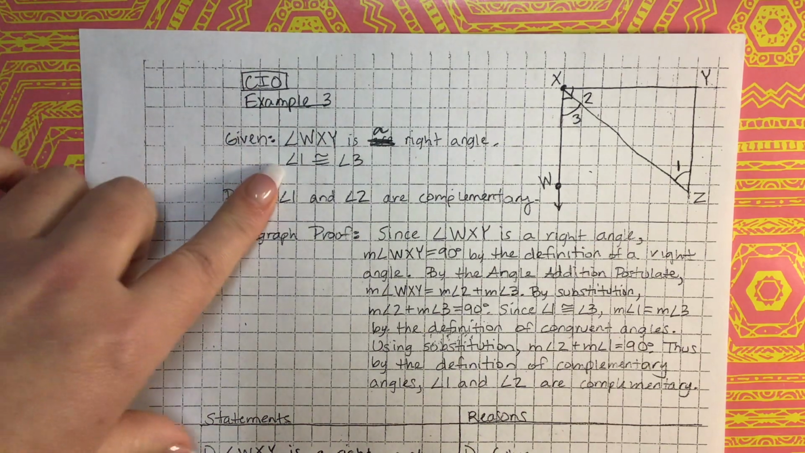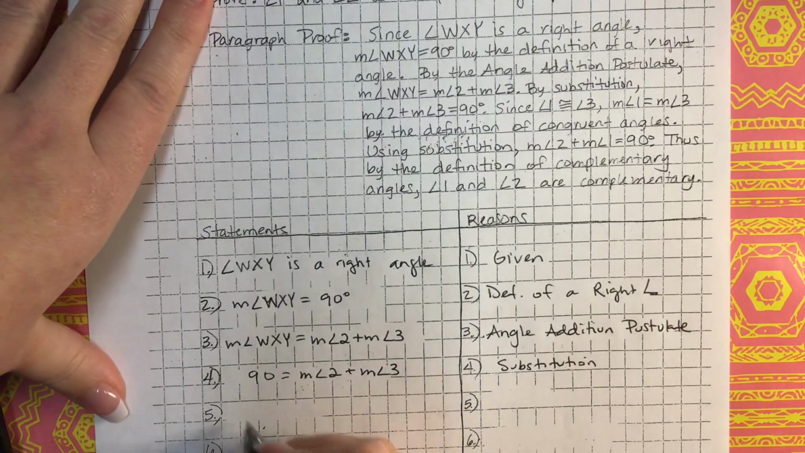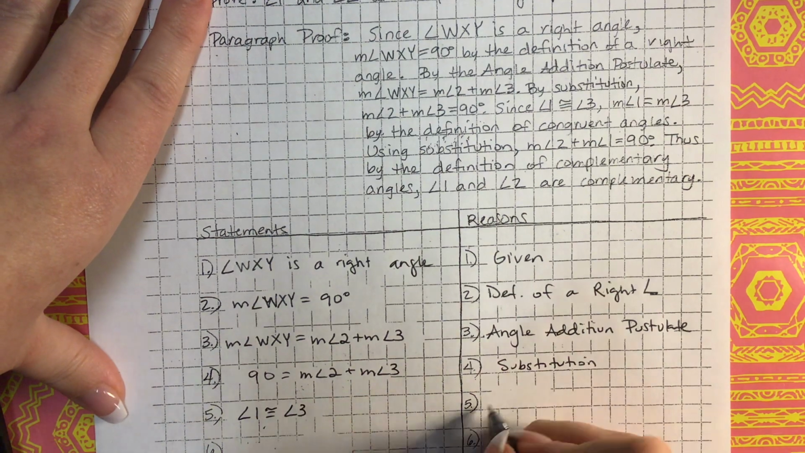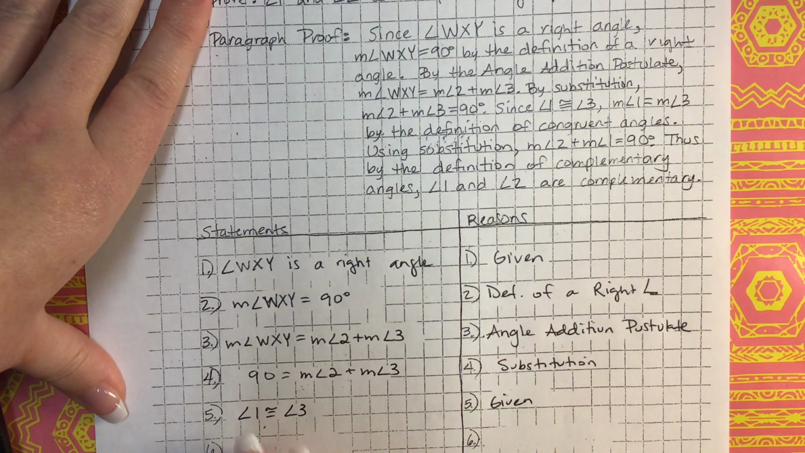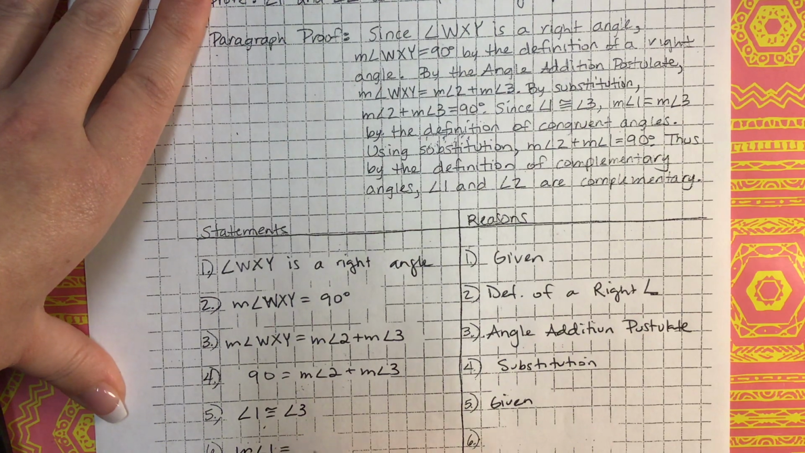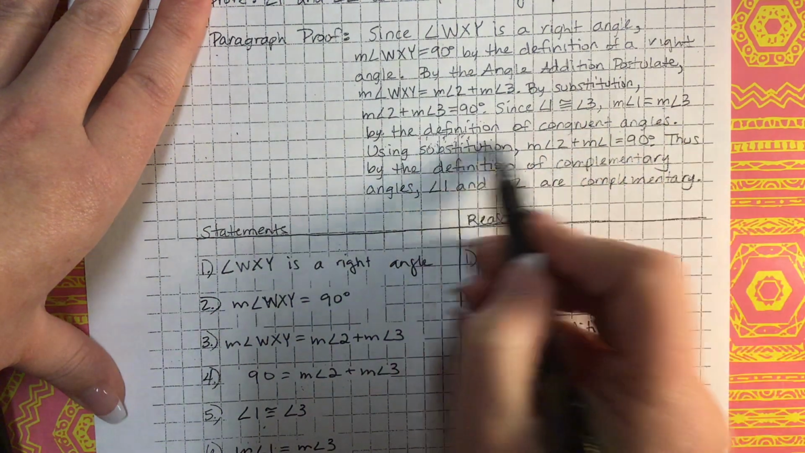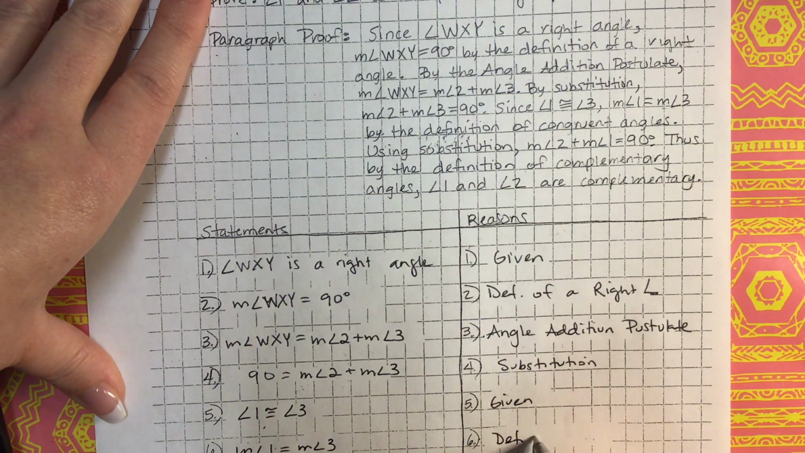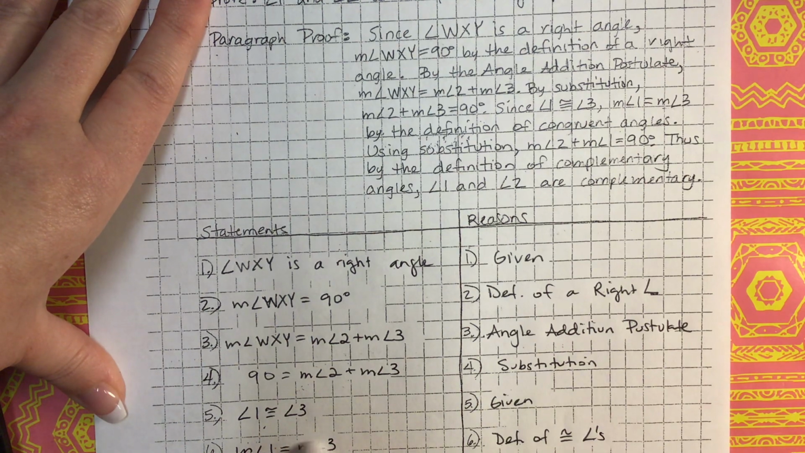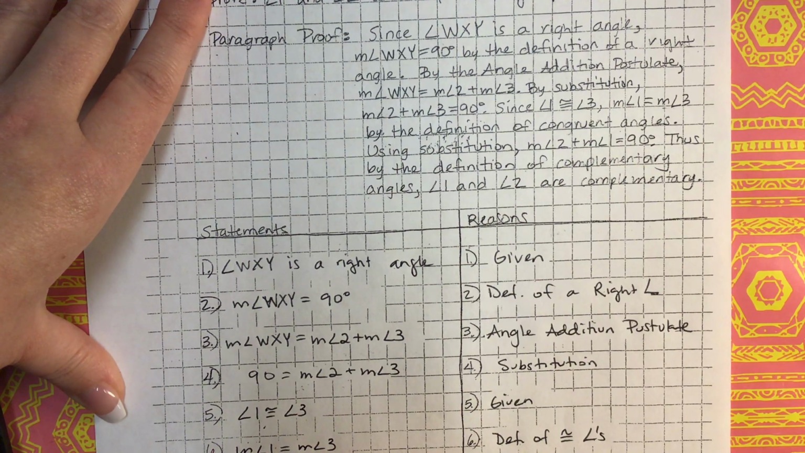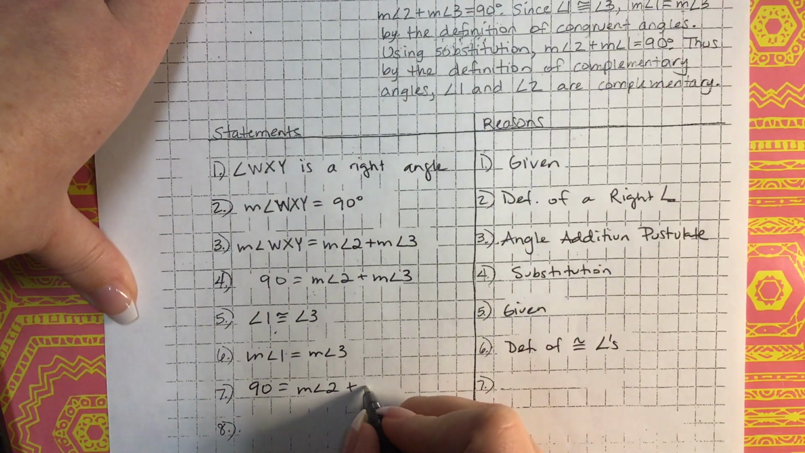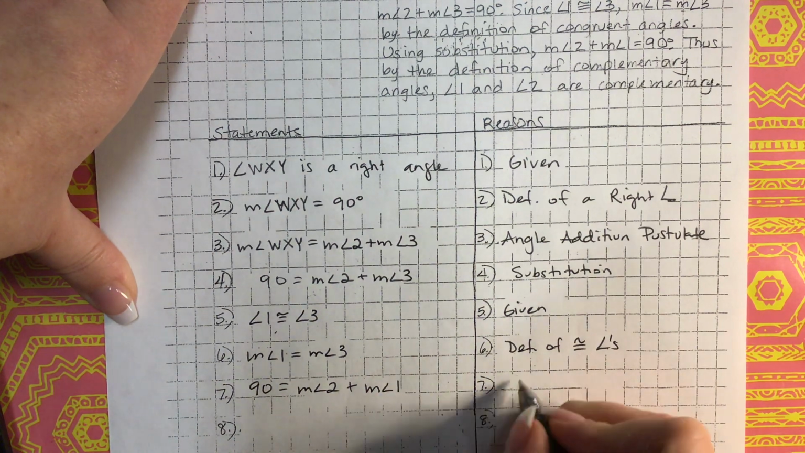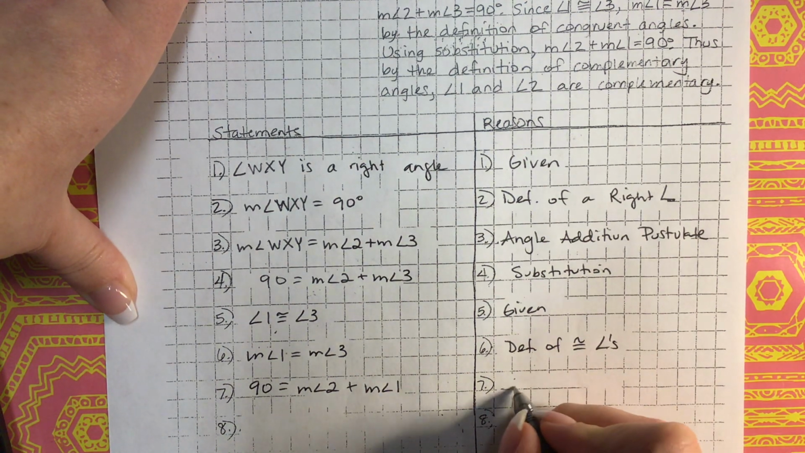Then we want to take in this other piece of given information here. Angle 1 is congruent to angle 3, which is what they did. So angle 1 is congruent to angle 3, that is given, and then we change the format. The measure of angle 1 is equal to the measure of angle 3 by the definition of congruent angles. And then we're just going to substitute. So instead of angle 3, we're going to put angle 1 there. So we have 90 degrees equals the measure of angle 2 plus the measure of angle 1. And that is substitution.